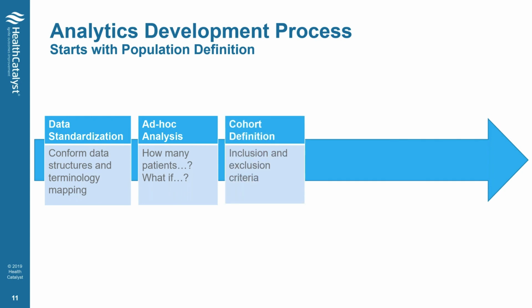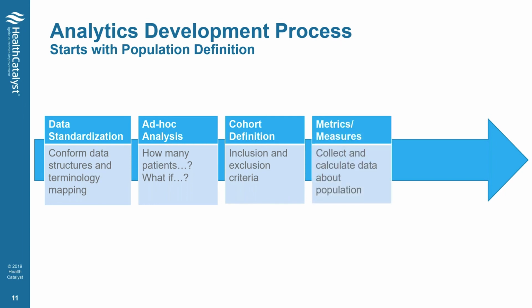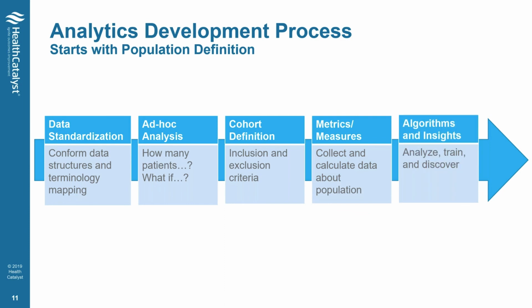The next part is really nailing down that criteria. So the inclusion and exclusion criteria for the cohort. After that ad hoc analysis phase, that's what results in the final cohort definition. And then having a way to execute that in your analytics environment. The next step is collecting data about the population and linking data to that population. And then finally, the very last step is about algorithms and insights. And this is where the real analysis happens. So all of these are steps that need to be in place for an analytics project to be developed.